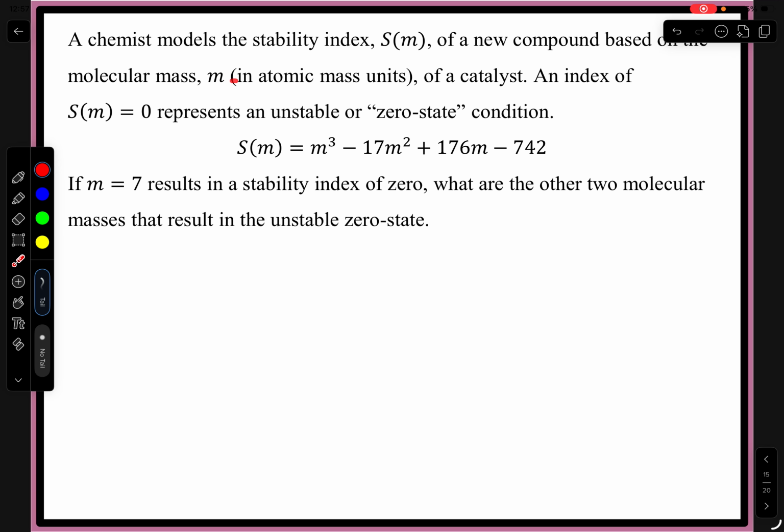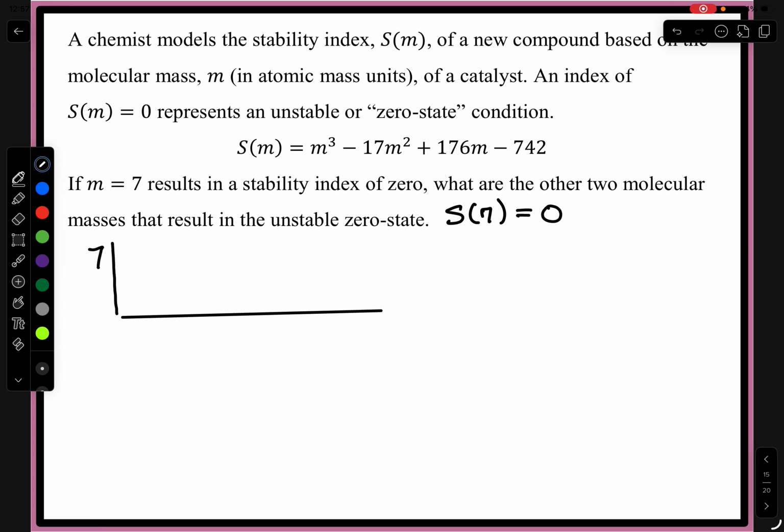So remember, M represents the molecular atomic mass unit. So we're looking for values of M that are going to make this entire thing equal to 0. And we already know one of the solutions. We're provided that one of the solutions is 7. So to find the other two, we're going to use this solution of 7 and set up a synthetic division problem.